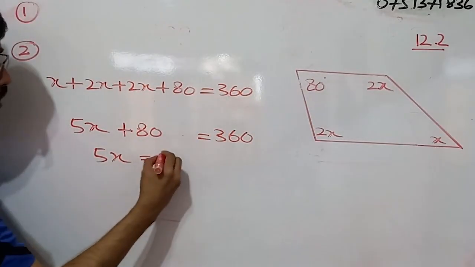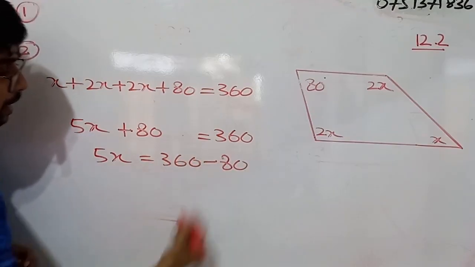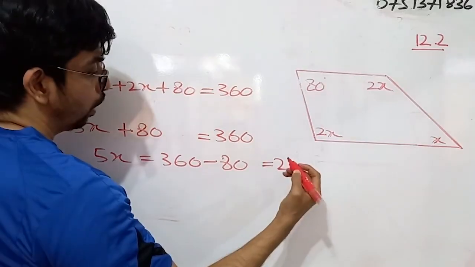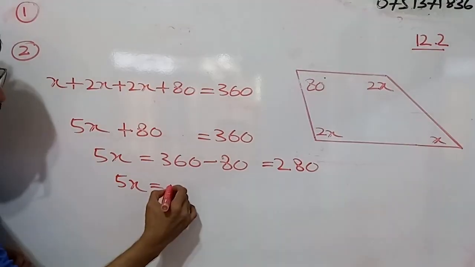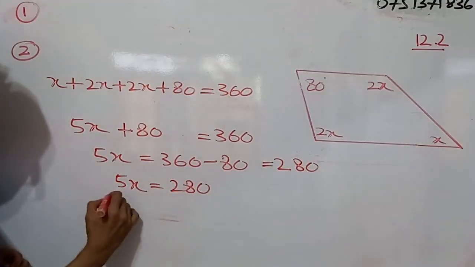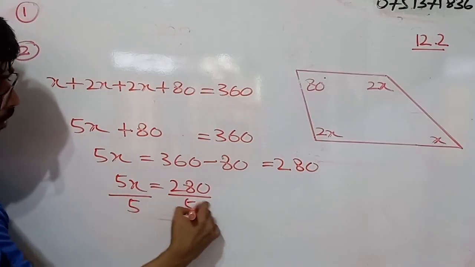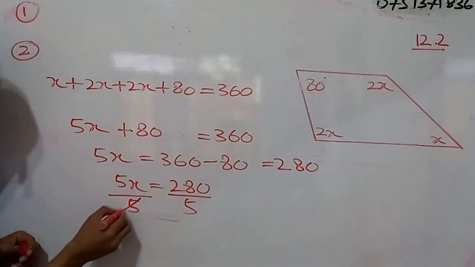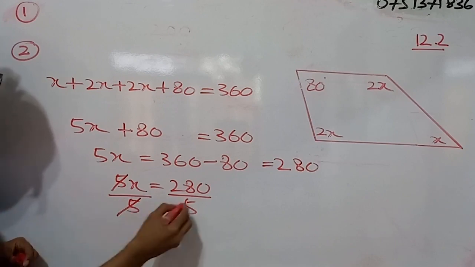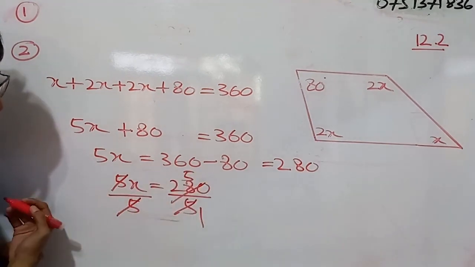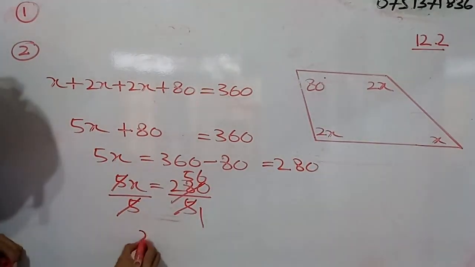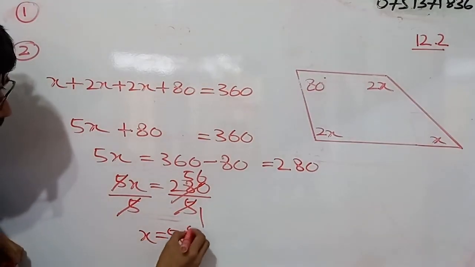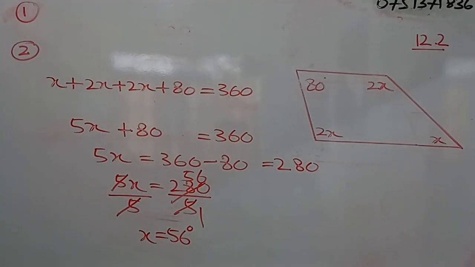So 5x will be equal to 360 minus 80, which will be 280. So 5x is equal to 280. So we have to divide this side by 5. Do the same thing to the other side. Now I can cancel off 5 from this side. So 5 times 1, 5 times 5 for 25 and 6 for 30. So here x is equal to 56 degrees. So the value of x is 56 degrees.